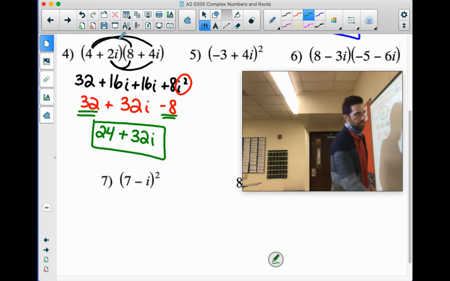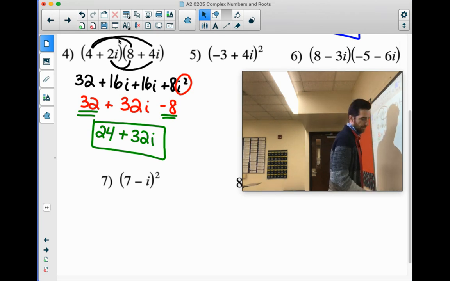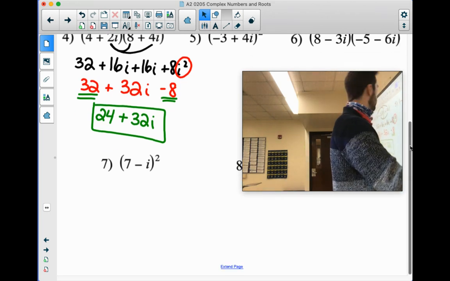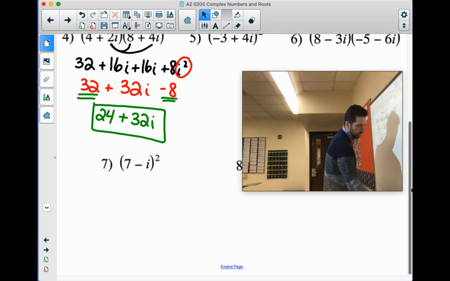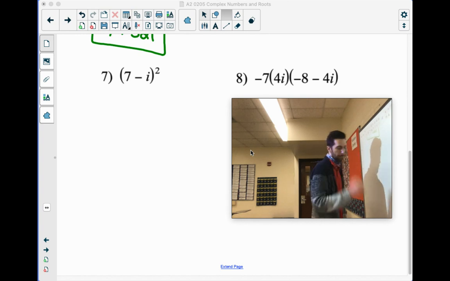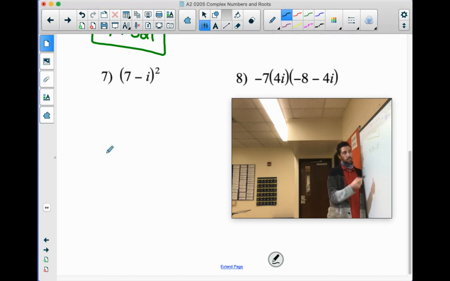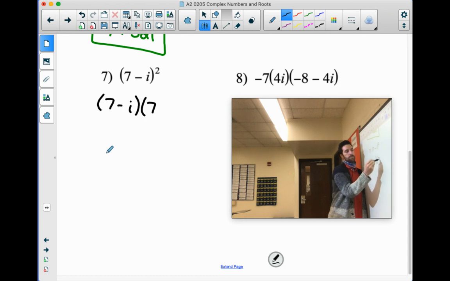So let's see. I'm going to leave 5 and 6 for you to try here in a minute. But let me scooch down, and we will do 7 and 8, as much as we can of them. I hope I don't run out of time. Number 7, we have 7 minus i squared. If it helps, I would just write 7 minus i times 7 minus i. You know, there's shortcuts for this, but really, I don't even know if it's that much of a shortcut. And then we start foiling.